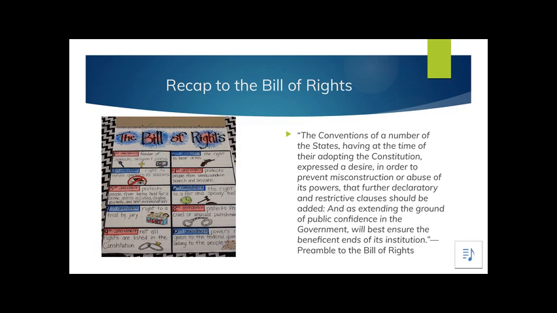Any questions on the US Constitution and the Bill of Rights? All right, great. So let's go ahead and move on to our group activity.